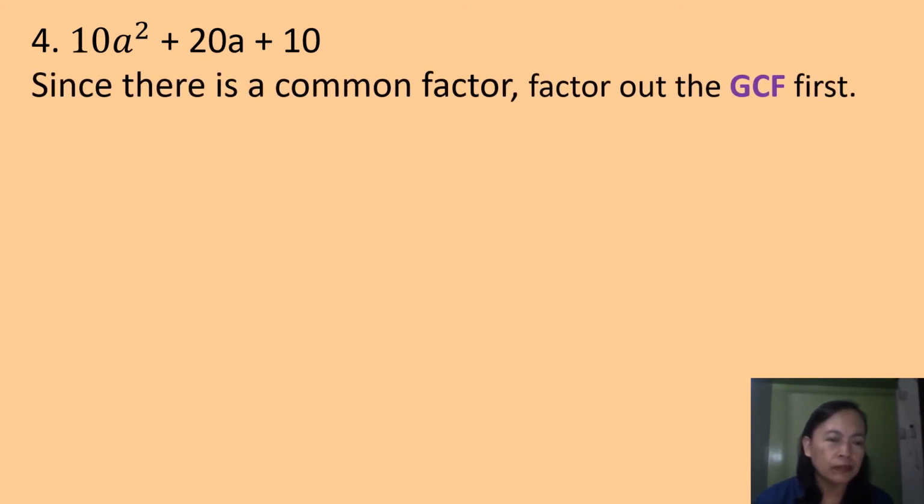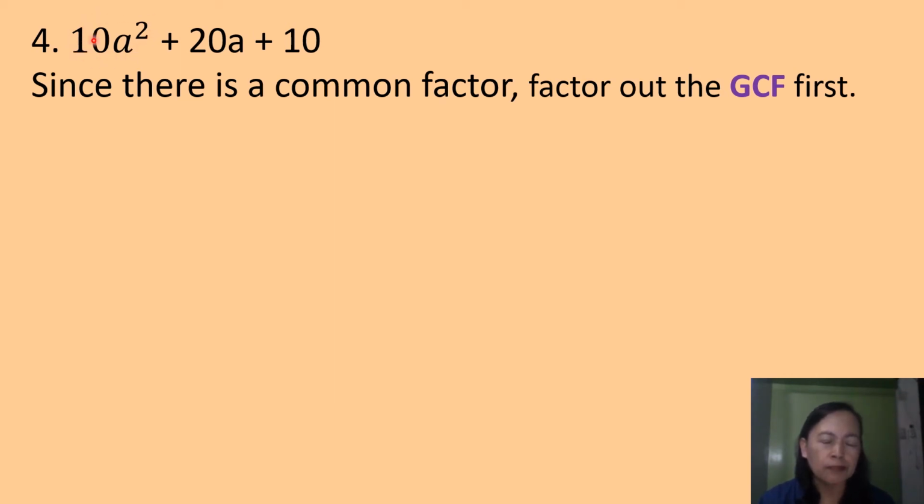Okay, exercise number 4. 10a squared plus 20a plus 10. In this example, you would notice that 10a squared is not a perfect square, and the last term, which is 10, is not also a perfect square. So, paano yun, ma'am? How can we apply the steps or the method?